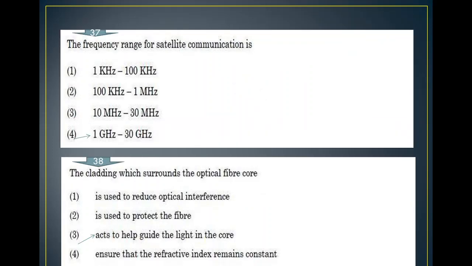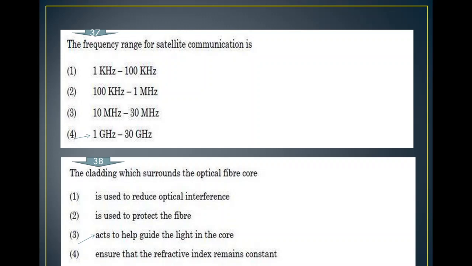Next question, question number 37. The frequency range of satellite communication is option first 1 kilohertz to 100 kilohertz, option second 100 kilohertz to 1 megahertz, option third 10 megahertz to 30 megahertz, option fourth 1 gigahertz to 30 gigahertz. Now the correct answer is fourth, 1 gigahertz to 30 gigahertz.